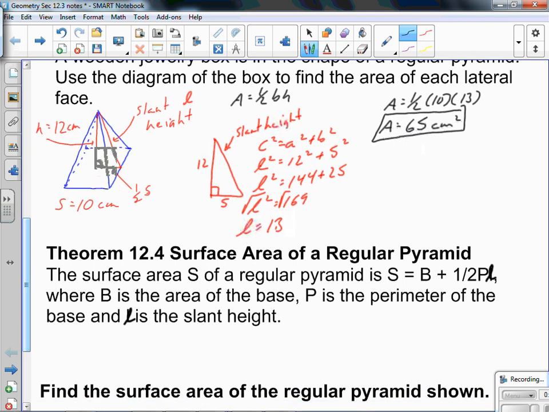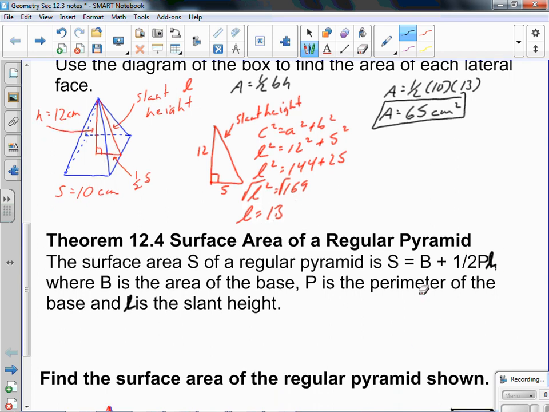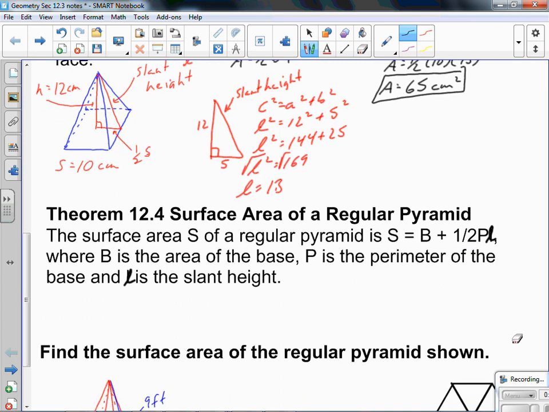So in theorem 12.4, surface area of a regular pyramid. Surface area S of a regular pyramid is S equals capital B plus 1/2 of PL. So B and P, same thing as yesterday. Capital B is the area of the base. Capital P is the perimeter of the base. And the L, like we discussed up here, is the slant height. So area of the base plus 1/2 of the perimeter times the slant height.